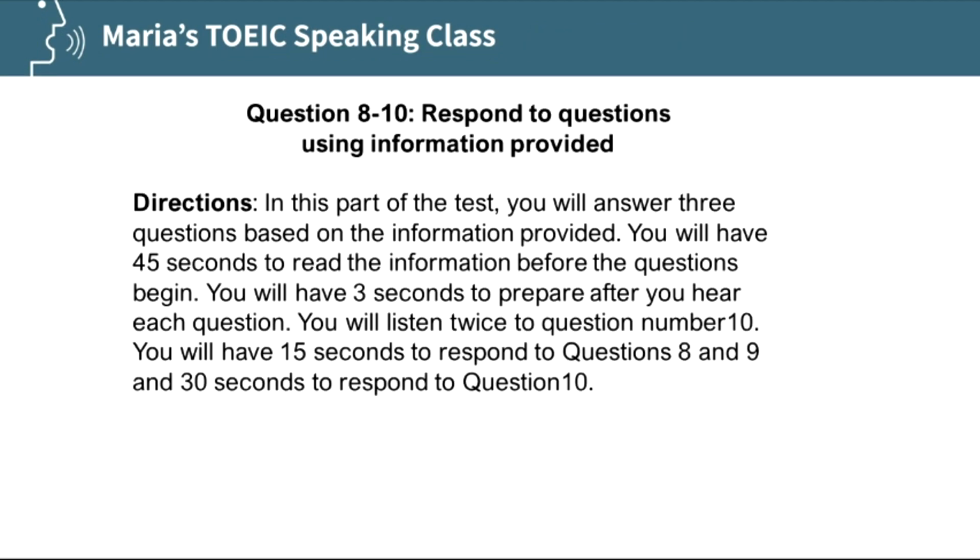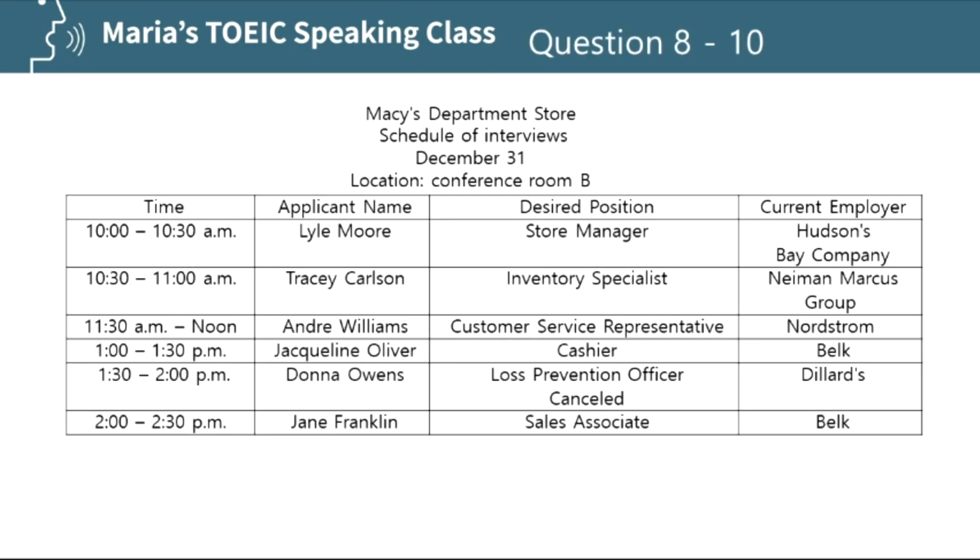In this part of the test, you will answer 3 questions based on the information provided. You will have 45 seconds to read the information before the questions begin. You will have 3 seconds to prepare after you hear each question. You will listen twice to question number 10. You will have 15 seconds to respond to questions 8 and 9, and 30 seconds to respond to question 10. Begin preparing now.